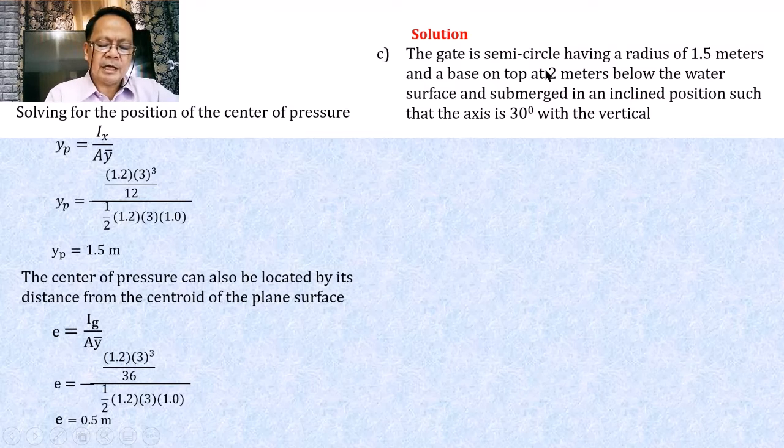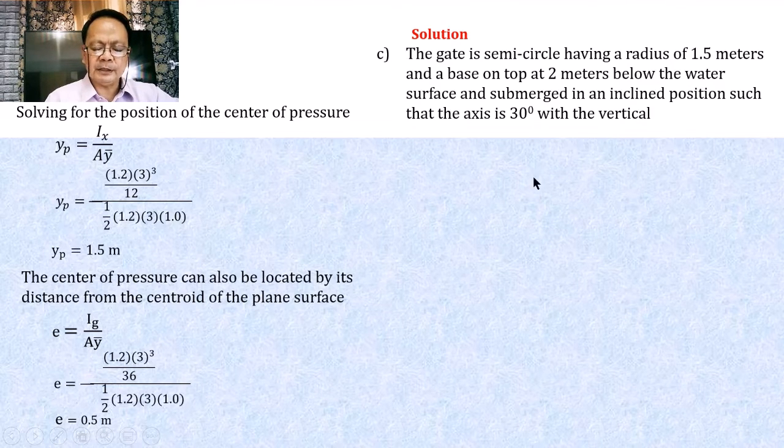The gate is a semicircle having a radius of 1.5 meters and a base on top at 2 meters below the water surface. Ibig sabihin itong 2 meters below the water surface, yun yung distance ng top, yung base ng ating gate na ang itsura ay semicircle na kung saan mayroon siyang radius na 1.5. Okay? And it is submerged in an inclined position. Hindi vertically, kundi naka-incline siya.